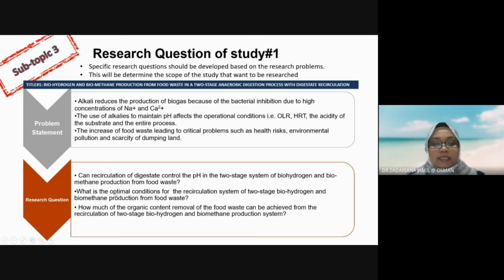The second question is, what are the optimal conditions for the recirculation system of two-stage biohydrogen and biomethane production from the food waste? The third research question that you can generate is, how much of the organic content removal of the food waste can be achieved from the recirculation of the two-stage biohydrogen and biomethane production system?